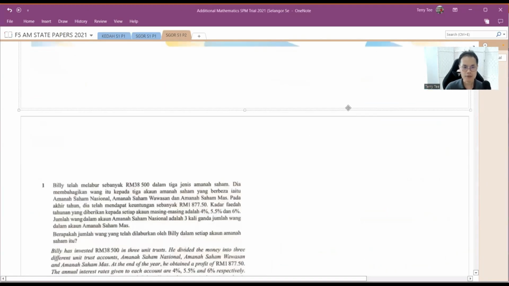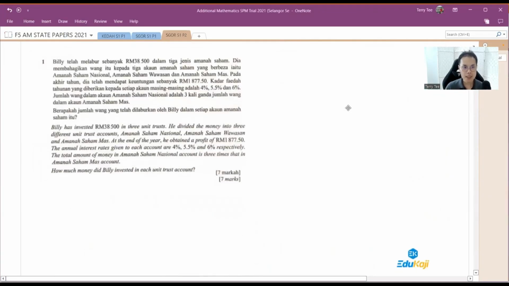So let's start off with the first question, paper 1. Billy invested 38,500 in 3 unit trusts. He divided the money into 3 different unit trust accounts: Amanah Saham Wawasan, Amanah Saham National, and Amanah Saham Mas. At the end of the year, he obtained a profit of 1,877.50. Annual interest for each account is 4%, 5.5%, and 6%. You're also given that the total amount in Amanah Saham National is 3 times Amanah Saham Mas. You want to find out how much money he actually invested in each unit trust account.